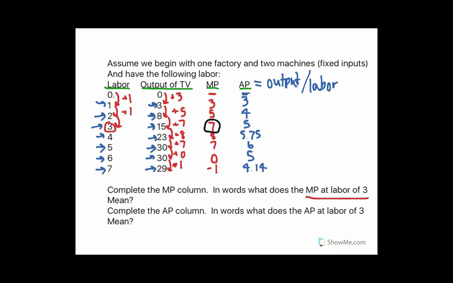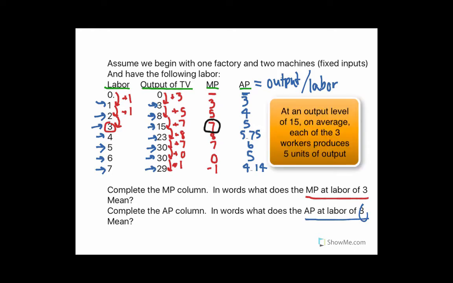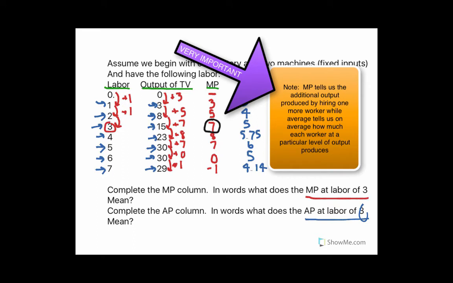And then it asks us, what's the average product at labor of 3? What does that mean? It means that when you have 3 workers, our average product is 5, meaning each of those workers produces 5 units of output on average. Maybe one produces more than another, but if you average them, it's 5 units.